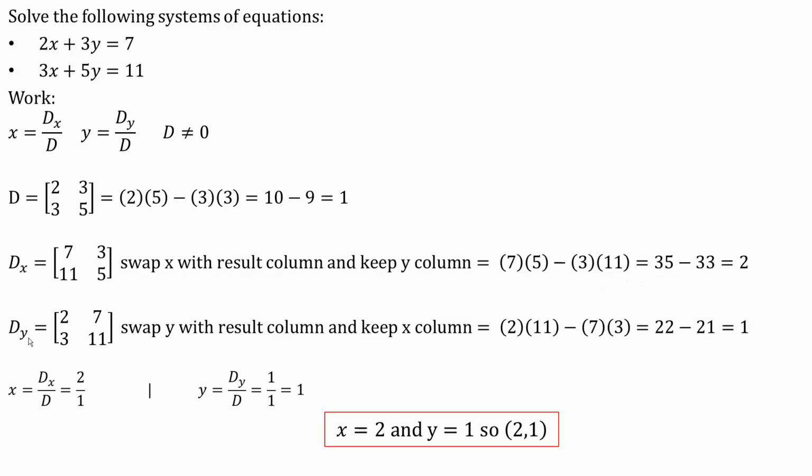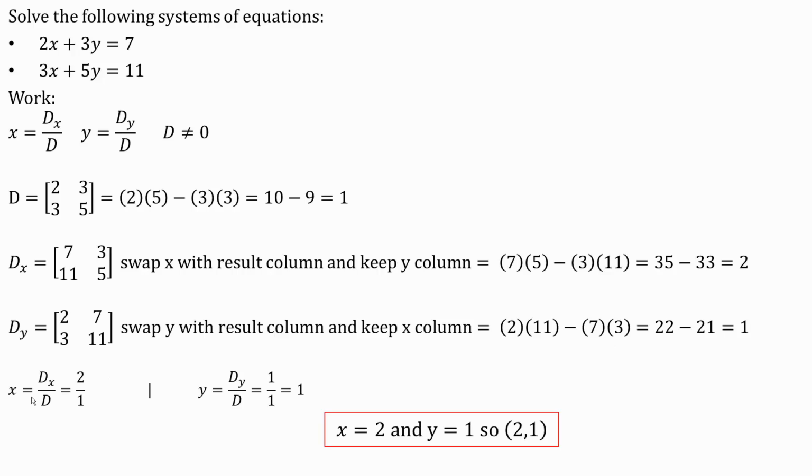Now d sub y. So swap y with the result column and you keep the x column. So we would have 2, 3, the x column remains the same, and we swap the y column with 7 and 11. And so we would get 2 times 11 minus 7 times 3. So 22 minus 21, and so we would get 1.